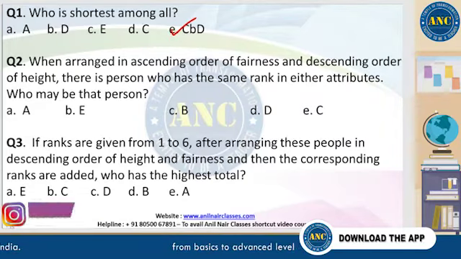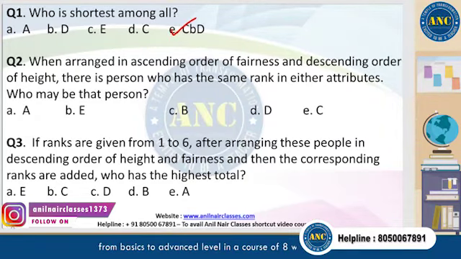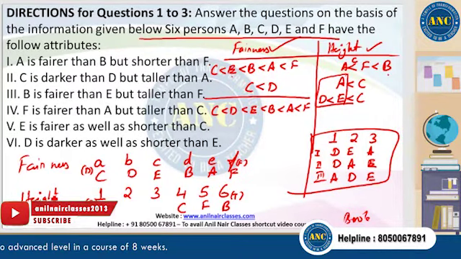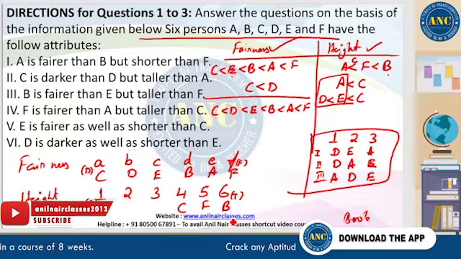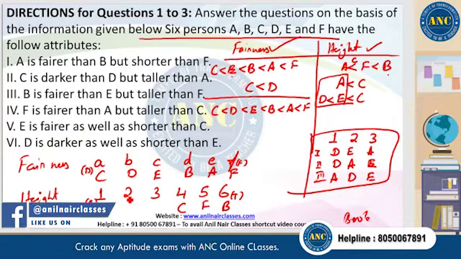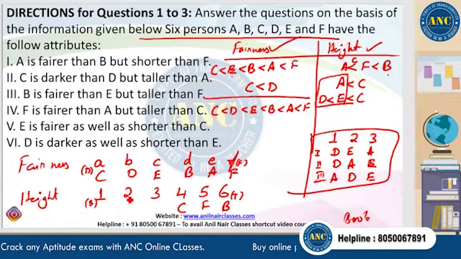When arranged in ascending order of fairness and descending order of height. Ascending order of fairness, that's this, right? C, D, E, B, A, F, and descending order of their height.